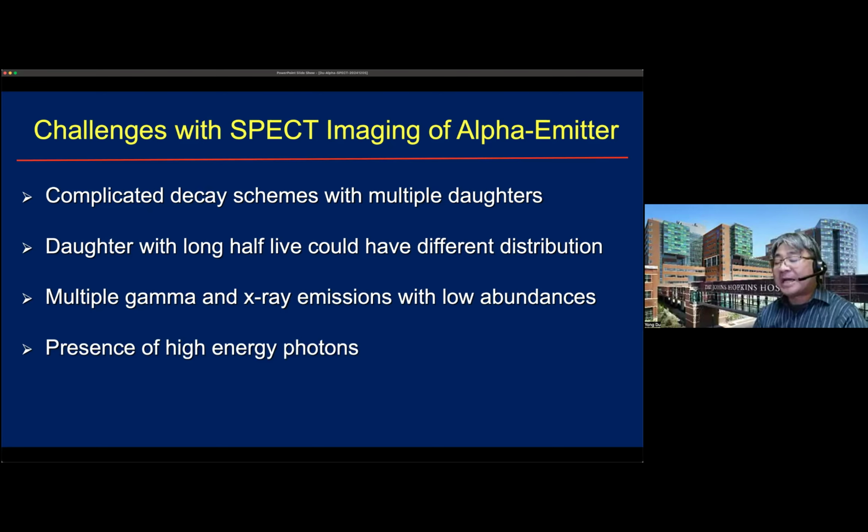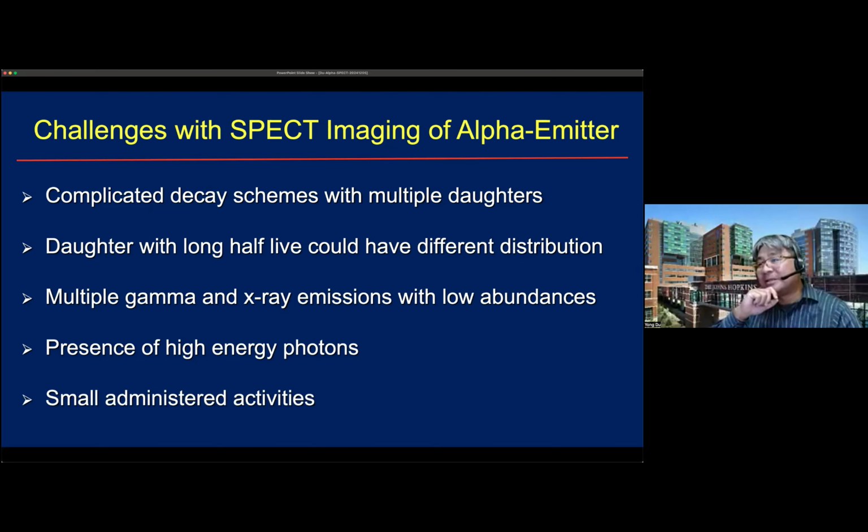Additionally, because the alpha emitter is highly potent, we inject a very small dose, usually like 200 microcuries or even less, compared to technetium, where we can inject 20 or 30 millicuries. So it's very low activity, and the image has very high noise and low counts. So those are very significant challenges for improving image quality for SPECT imaging of alpha emitters.